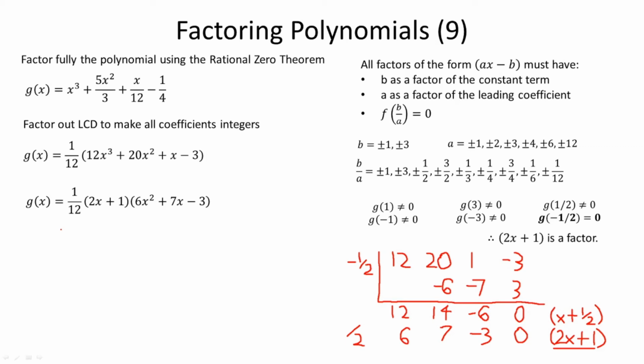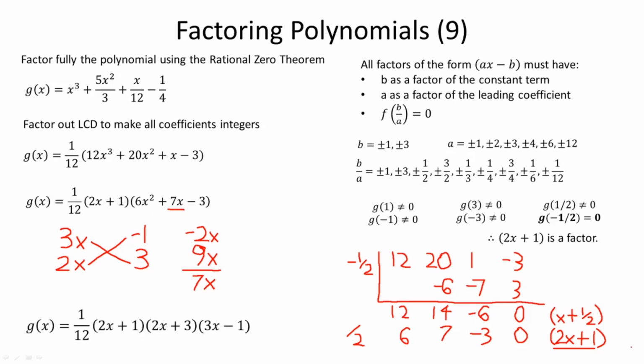Now we're left with a quadratic polynomial which we can easily factor using either the cross multiplication method as shown here, or the quadratic formula, into 2x plus 3 times 3x minus 1. Had we been left with a higher degree polynomial, we would have had to continue using the rational zero theorem to find more zeros. So here we go. We've completely factored g of x into 1 over 12 times 2x plus 1 times 2x plus 3 times 3x minus 1, which is only linear factors, so we're done.